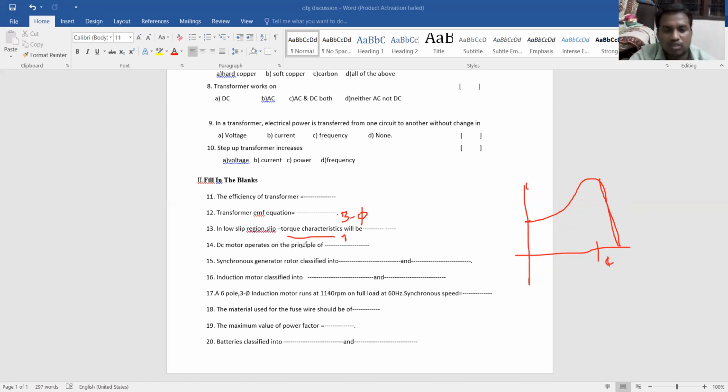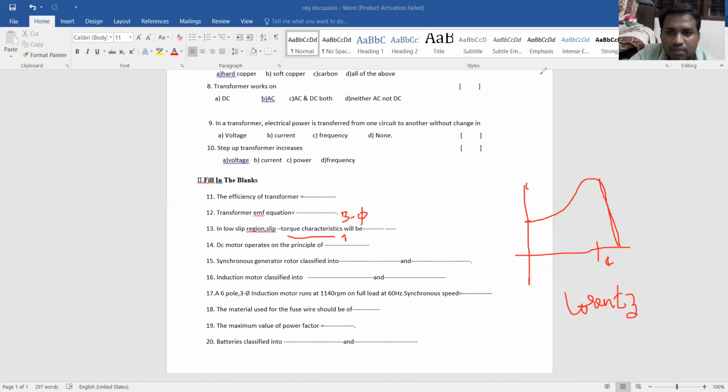Next one is, a DC motor operates on the principle of what? You know that DC motor and DC generator. The DC generator works on Faraday's laws of electromagnetic induction, whereas for the DC motor, what? It is the force. Force means the output is mechanical energy, which is the Lorentz force equation. You can write down the Lorentz force equation.